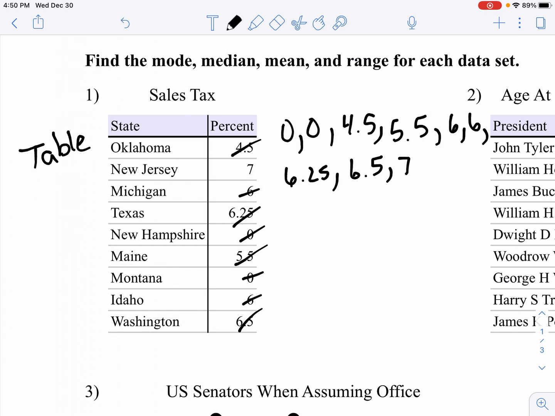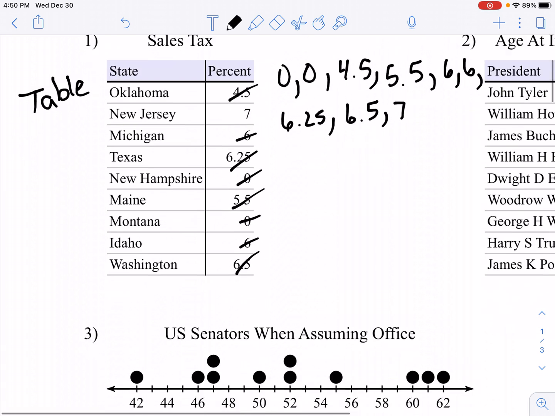Okay, so as far as the table goes, it's just listing a set of values. In a sense, it does have some comparison with it because you can compare the different percentages of sales tax here, but it's similar to what we did before. Just list out the values from least to greatest, and then from there, just like we did in the last video, find the mean, median, mode, and range. Okay, so that's for a table.